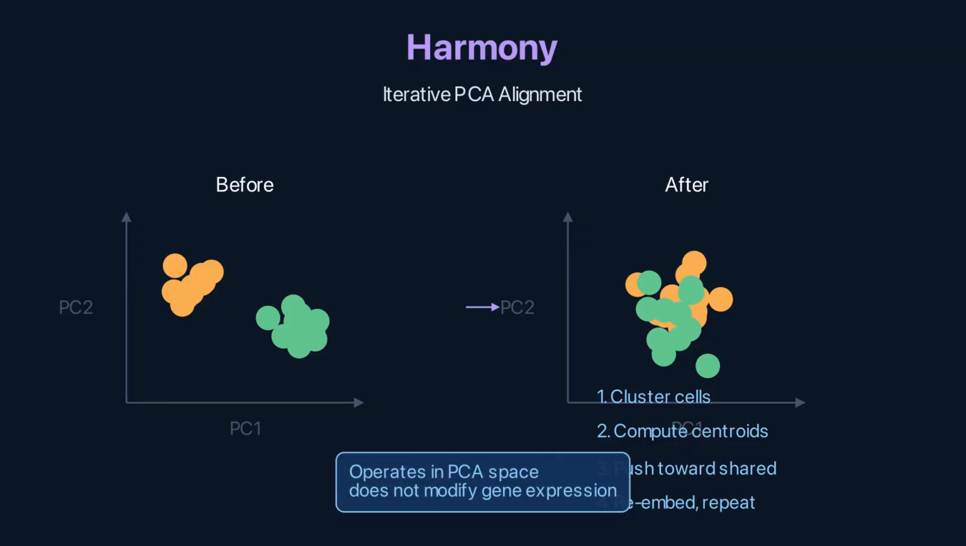remain separated. Harmony is fast, it scales to millions of cells, and is effective for most integration tasks. It's become the default first-pass integration method.